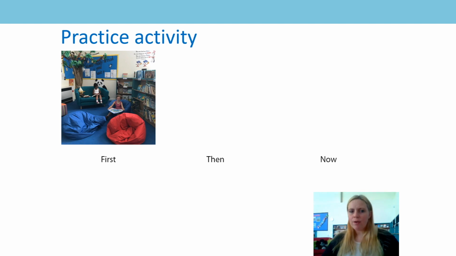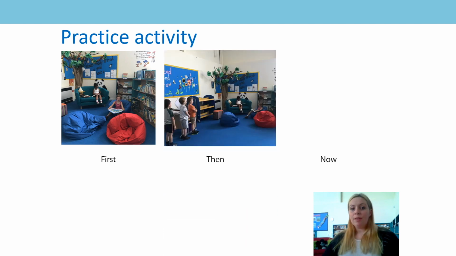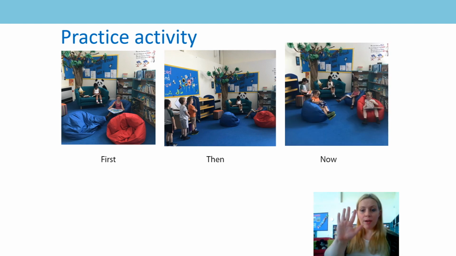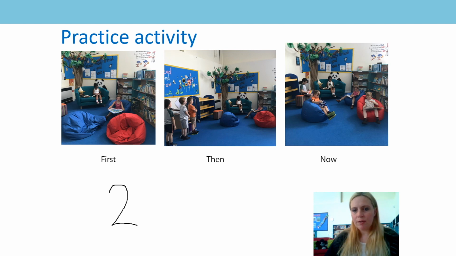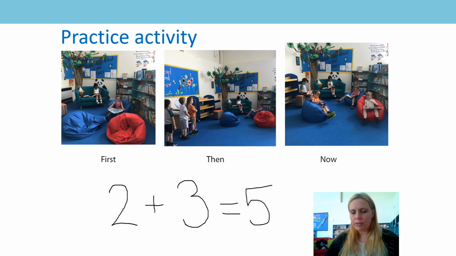So here is my first, then, now addition maths story. First, I had two girls in the book area. Then along came three boys. Now I have 5 children in the book area all together. I could write that as an equation. I could say, first I had 2 children in the book area. That's my 2 girls. So first I had 2 girls in the book area. Then along came 3 boys. And now I have 5 children in the book area all together.